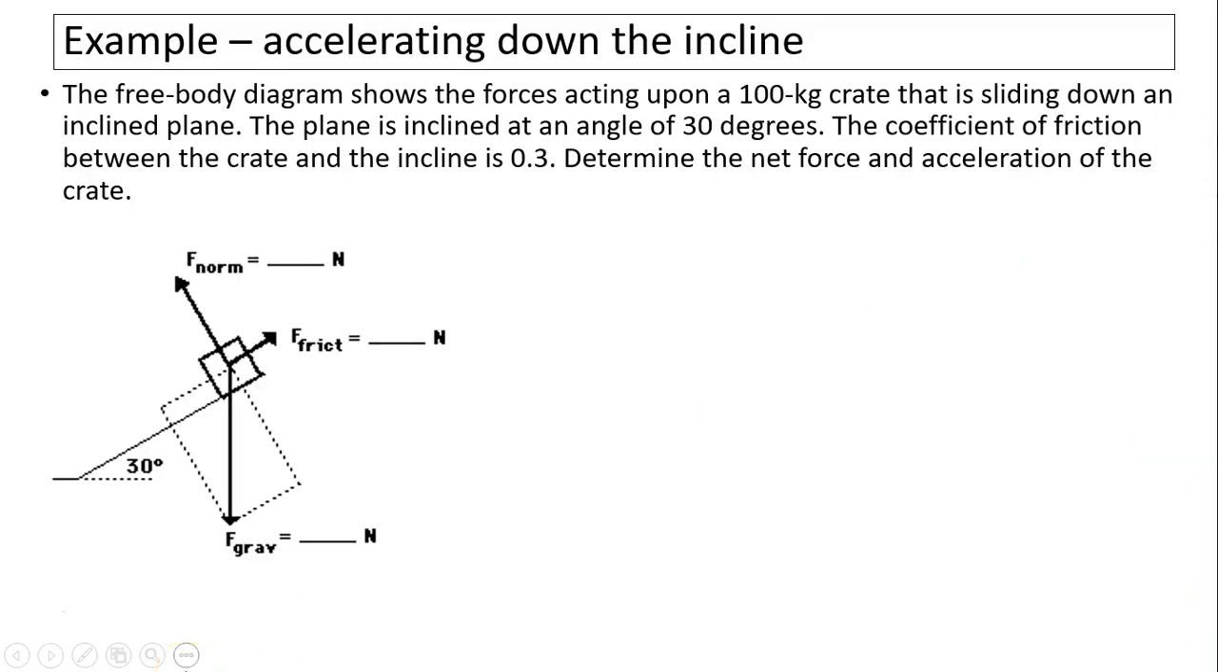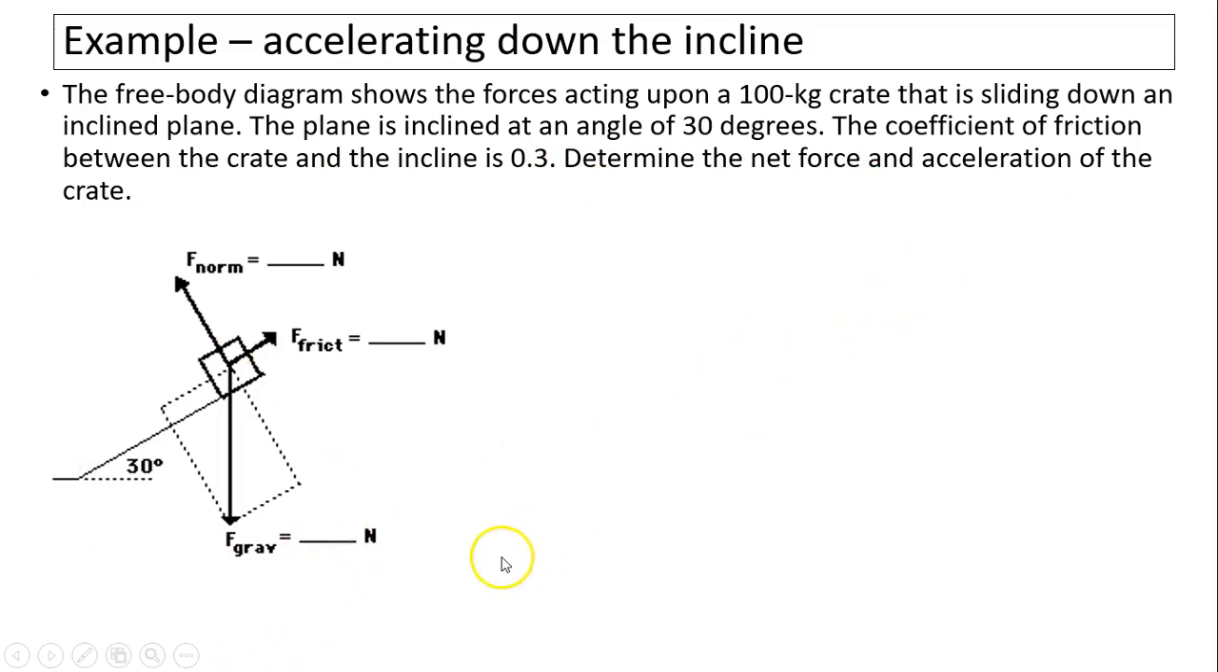Take a look at another example, accelerating down the incline. The free body diagram shows the forces acting on a 100 kilogram crate. This time they give you the mass instead of gravity. The crate is sliding down an inclined plane. The plane is inclined at an angle of 30 degrees. The coefficient of friction is 0.3. Determine the net force and acceleration of the crate.